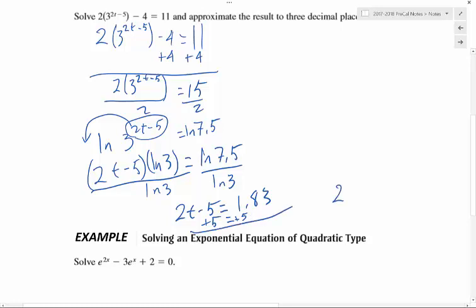Let's rewrite it over here. 2t equals 6.83. Divide by 2, 3.4, and I would have 1.5.